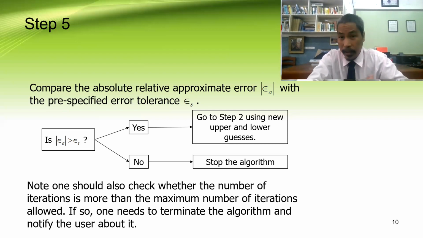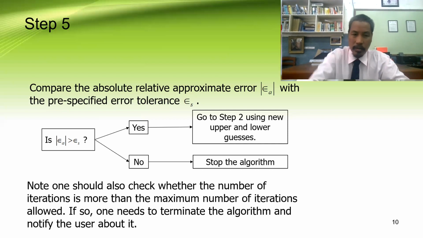Okay, it is clear that we will have the answer for the root of the function. Note that one should also check whether the number of iterations is more than the maximum number of iterations allowed. If so, one needs to terminate the algorithm and notify the user about it.